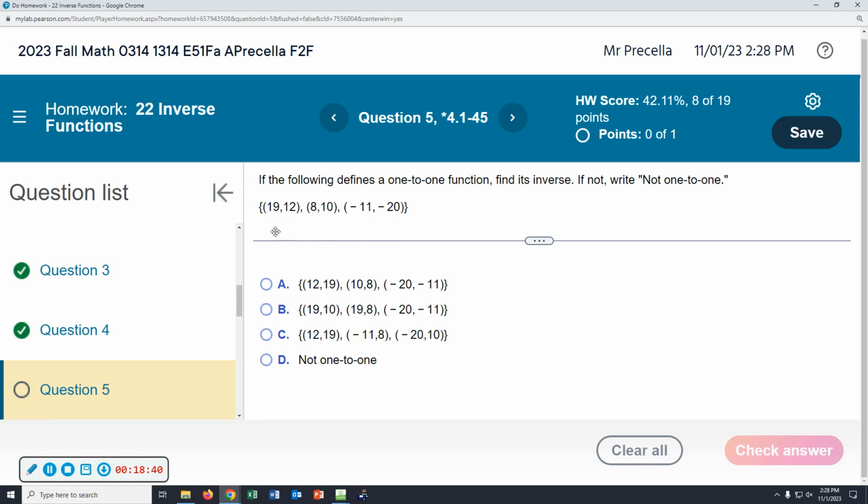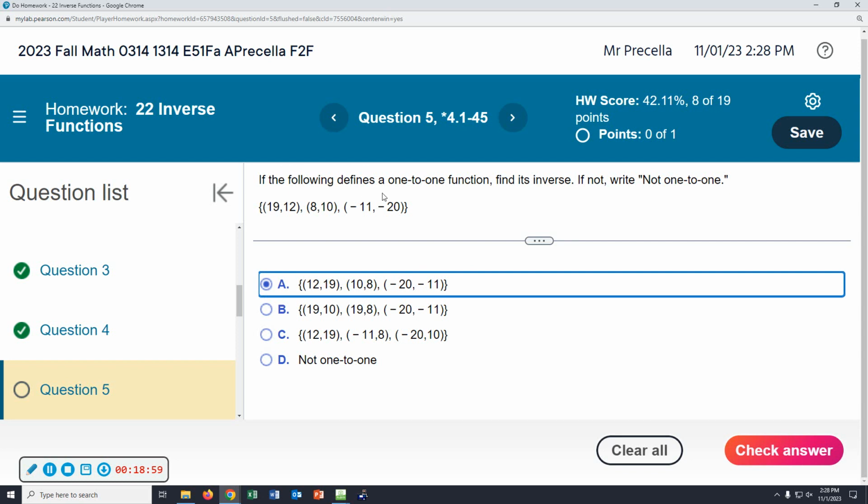So (19, 12) would become (12, 19). (8, 10) would become (10, 8). It looks to me like it's which one? The (-11, -20) becomes (-20, -11). I think that's response A. So when it says, if it's one-to-one, find its inverse, it's saying, if there's no repeated y values, switch the x and y's.